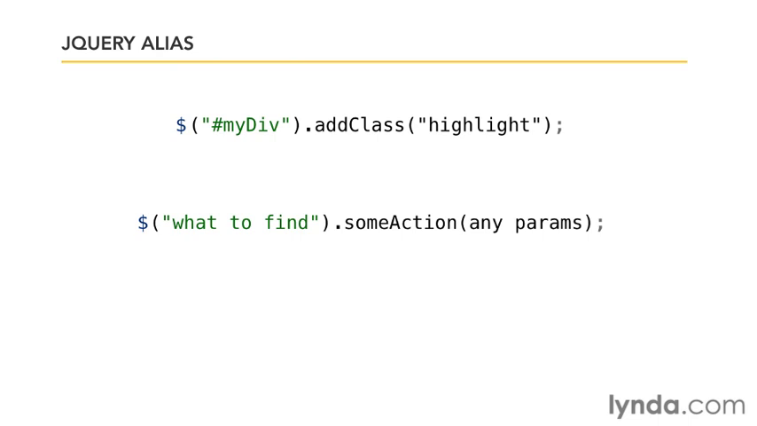So what does the $ sign mean? Well, the $ sign is just an alias, a shortcut for jQuery itself. Unlike languages like PHP, there's nothing magical about the $ sign in JavaScript. It's just one of the accepted characters in a variable name. The $ sign here is just a really short variable name that points to jQuery.